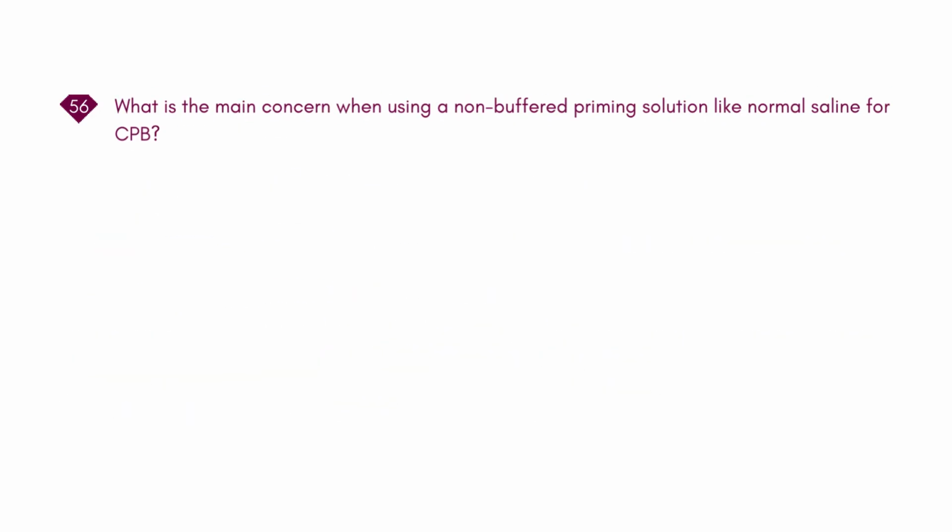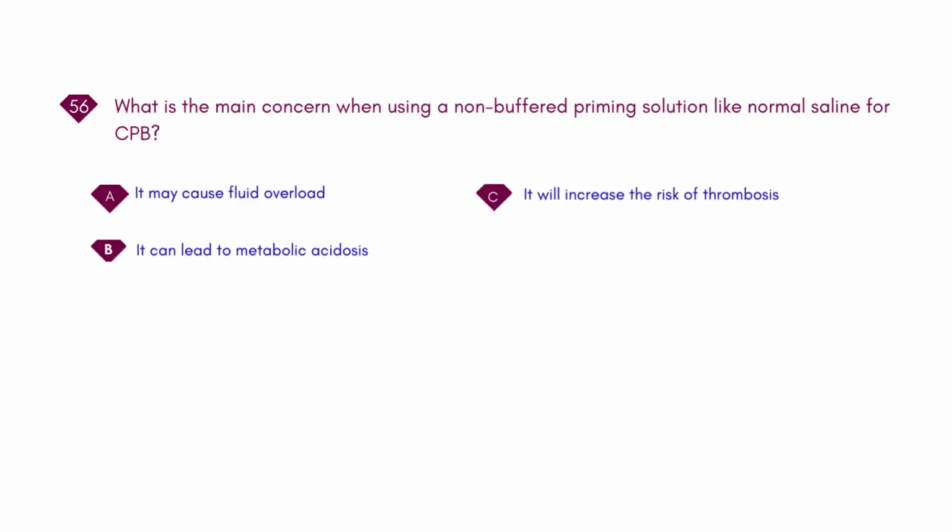What is the main concern when using a non-buffered priming solution like normal saline for CPB? A. It may cause fluid overload. B. It can lead to metabolic acidosis. C. It will increase the risk of thrombosis. D. It can cause hyperglycemia. Answer: B. It can lead to metabolic acidosis.